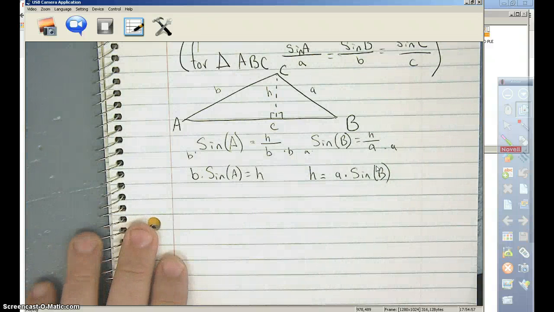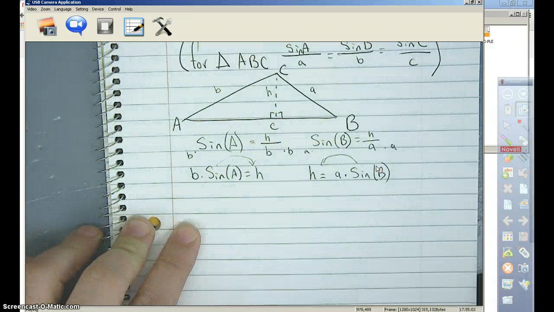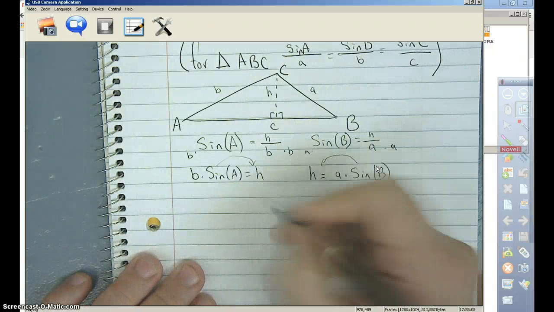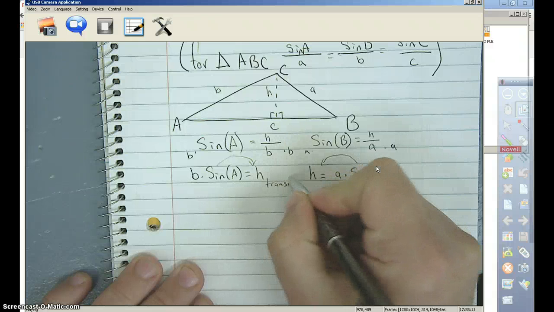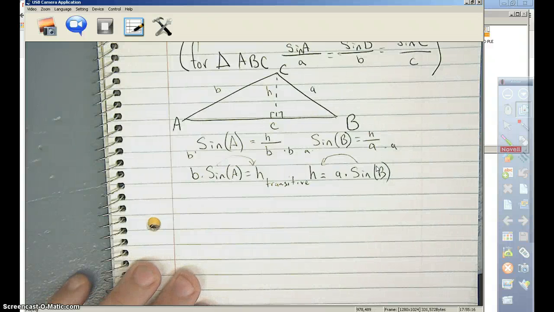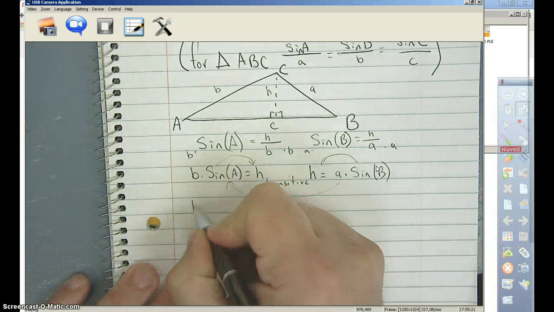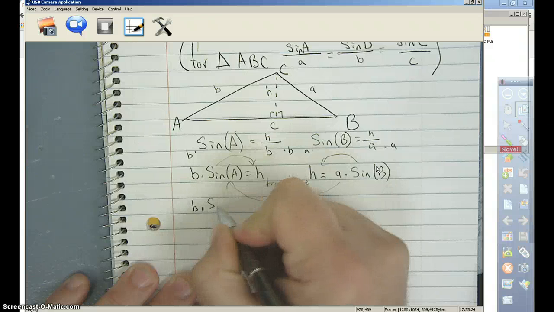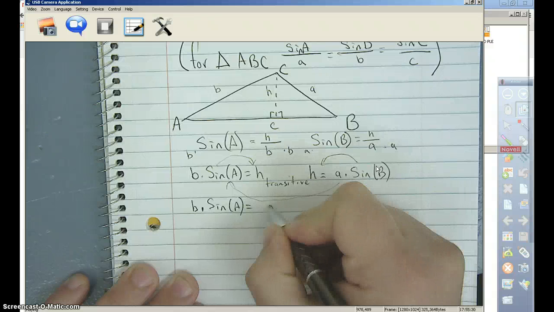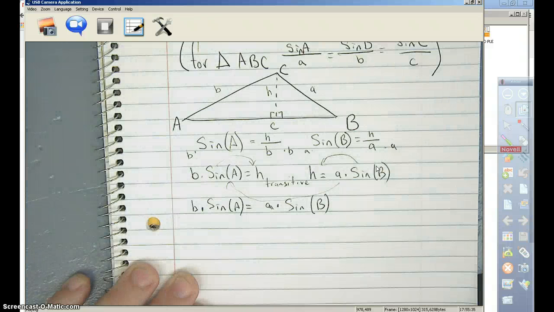Okay, so now all we're going to do is say, hey, if this is equal to h and this is equal to h, then guess what? They have to be equal to each other. That's the transitive property of equality, so we can say these are now equal to each other. So here we go. We have b times the sine of A is equal to a times the sine of B. Oh, this isn't so bad.